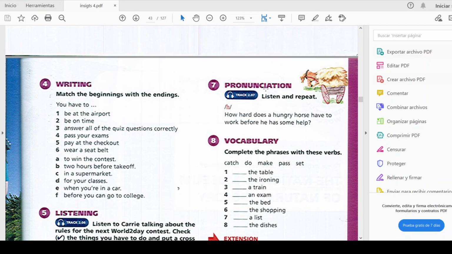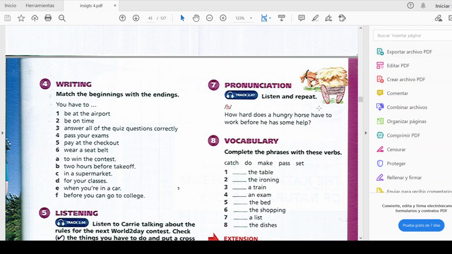Then we have the pronunciation. What you are going to do is pronounce this consonant. It sounds like that. That's the sound. Hard. How hard does a hungry horse have to work before he has some help?